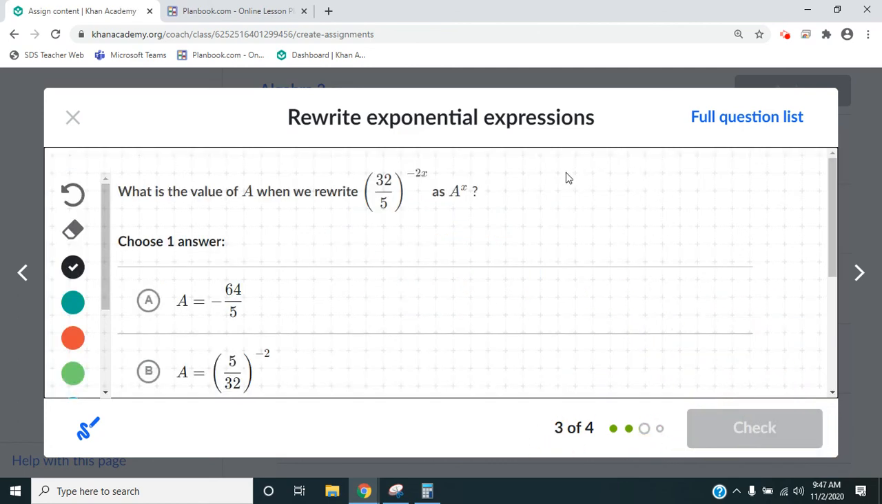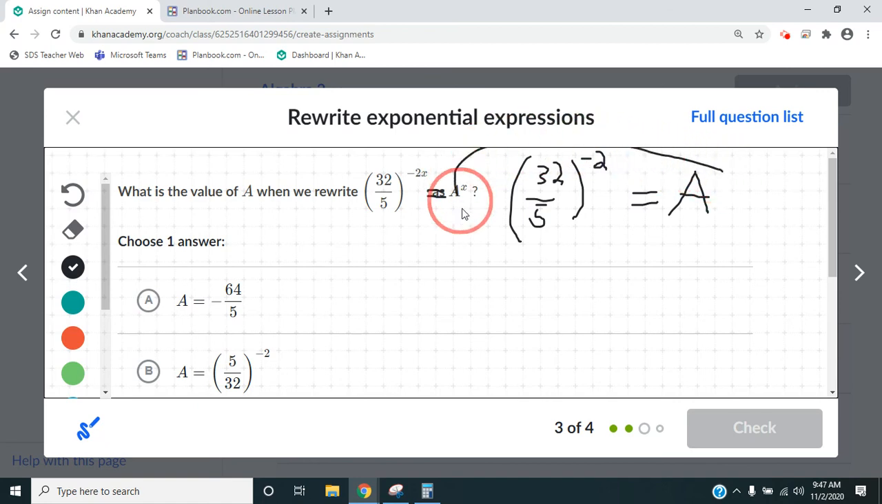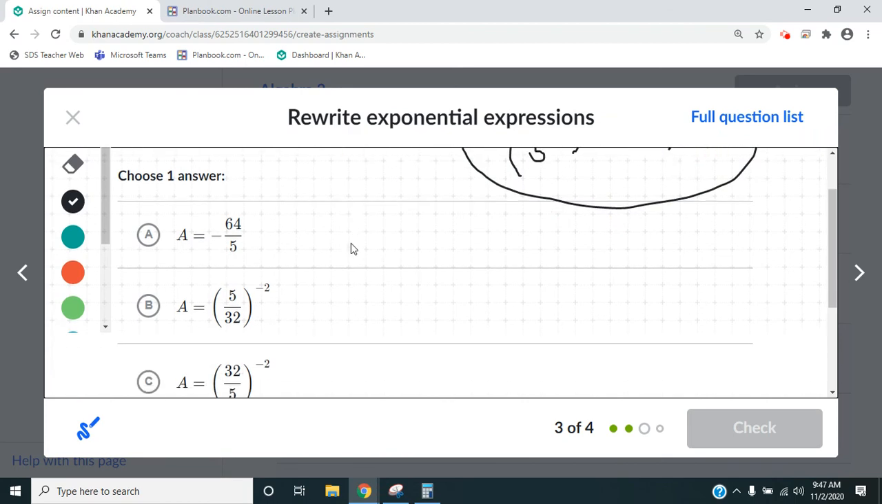Okay, let's do one more of these, and we'll be done. All right. See the word as? Let's write an equal sign there, right? So we have 32 over 5. I also said if they each have an x, what can you do? Yeah, get rid of the dang thing. So what's a? Hey, look, a equals 32 over 5 to the -2nd. Oh, look, that was pretty awesome, wasn't it?